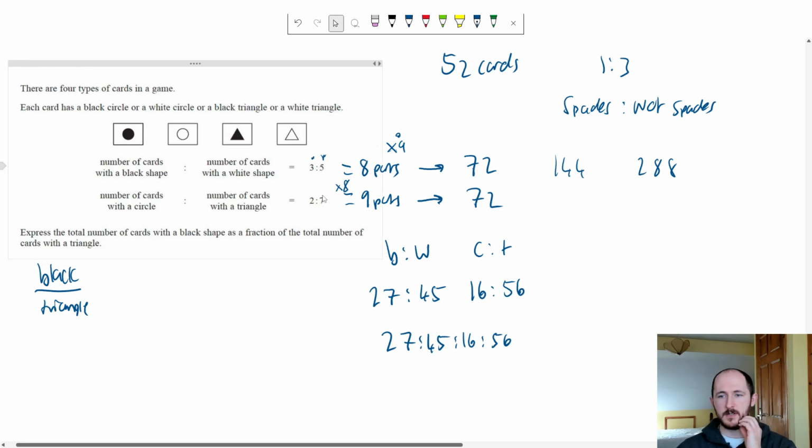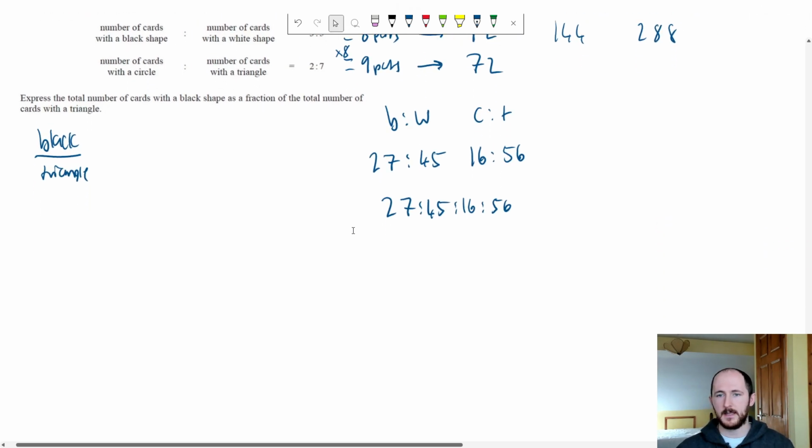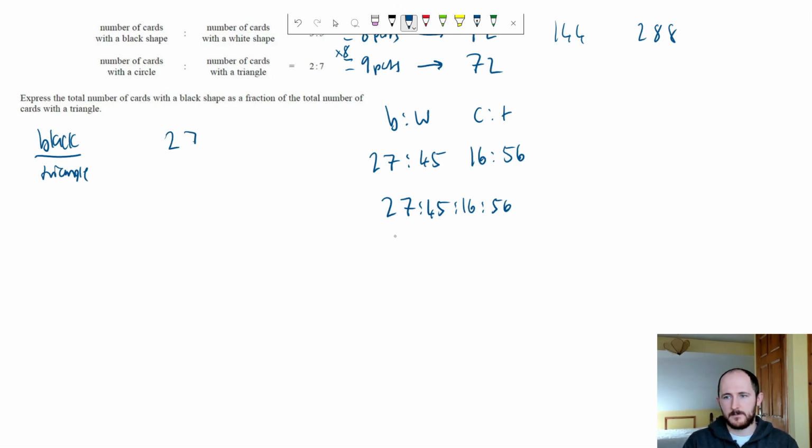Both of these ratios should be out of the same total because the total number of cards is the same for both of them. We know all of the cards are black or white and all of the cards are circle or triangle. So in total, the number of circles and triangles should be the same as the total of the number of black and white shapes. It should be the same. Then all it says is black shape, triangle. So black is 27, triangle is 56. And that's your answer. That's it.